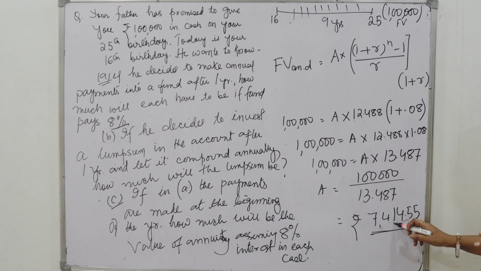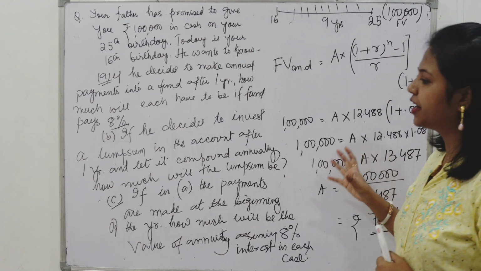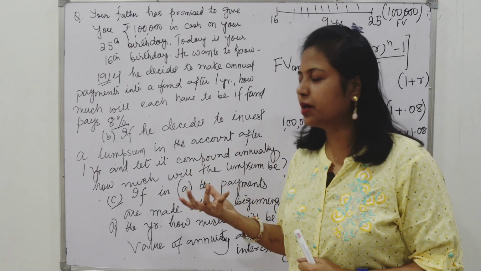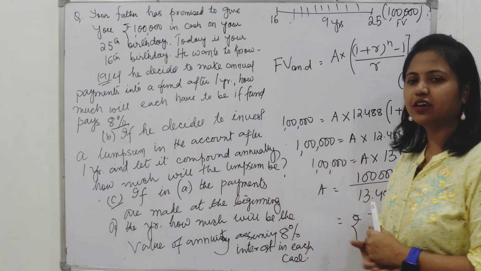That means 7,414.55. So friends, this is all about it. You only have to identify whether it is a future value of annuity or a future value of lump sum. So this is how you have to do the problem.